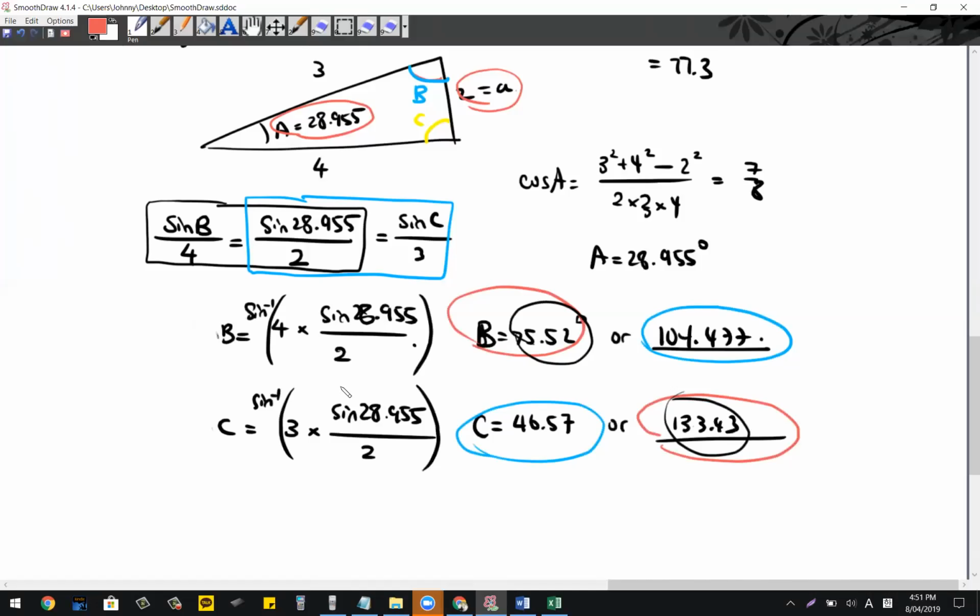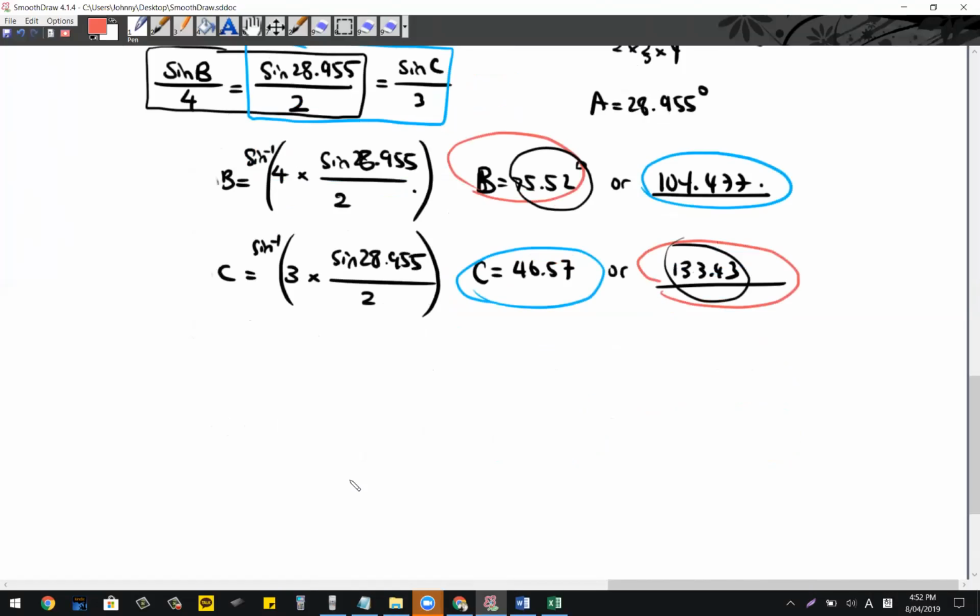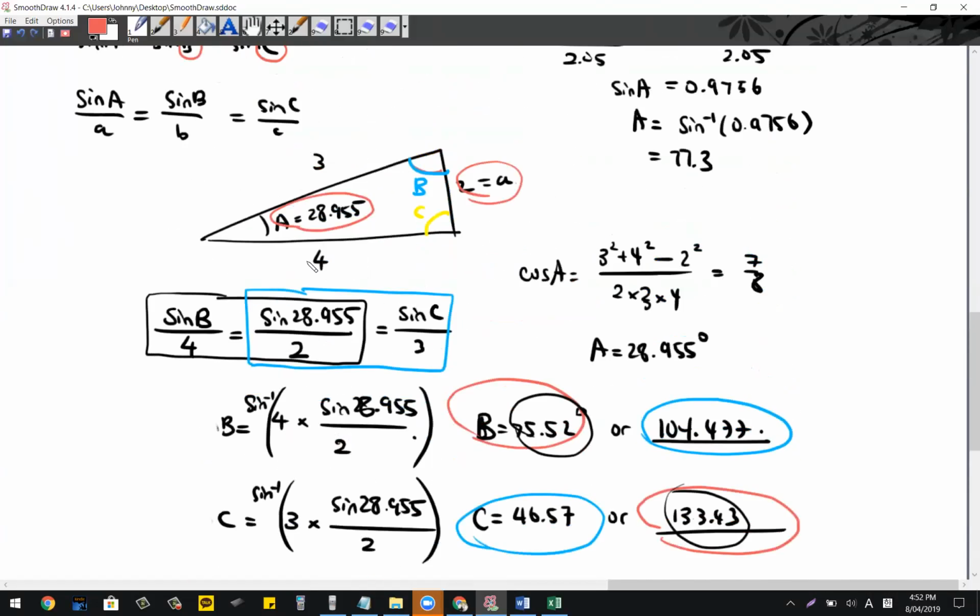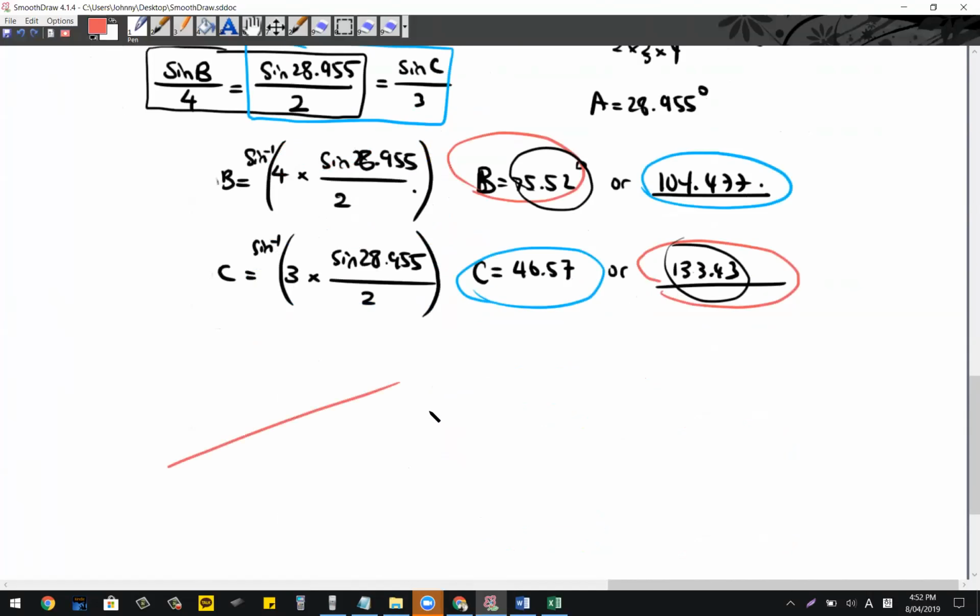So it means there are two possibilities for this triangle. So this was all I was given. I was given 3, 4, and this is 2. So this is 3, this is 4, and this is 2.